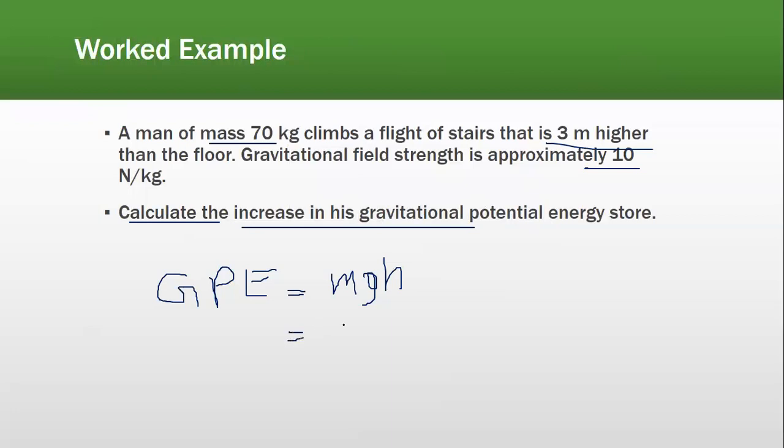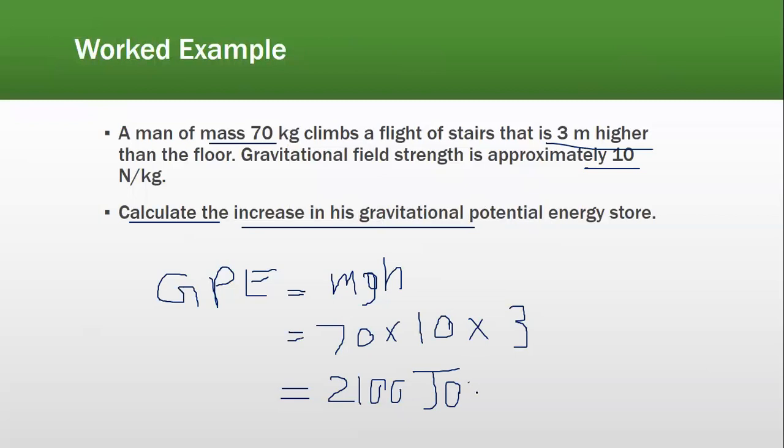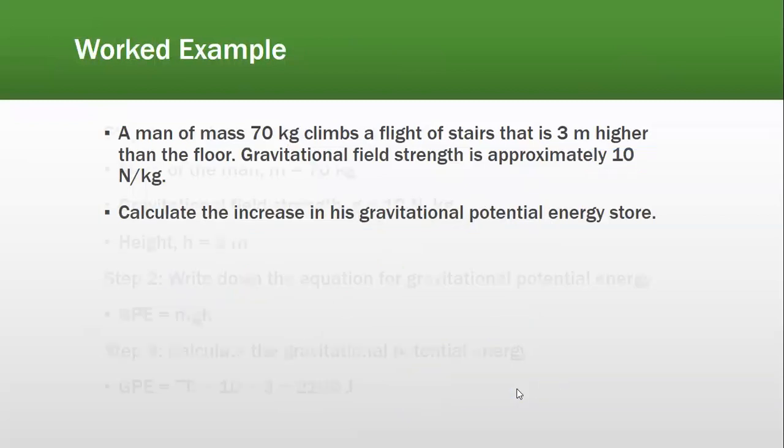mgh. Mass आपके पास है 70 into gravitational field strength क्या है 10 and what is the height? Height given to us in the question was 3. So 70 into 10 would be 700. 700 into 3 would give you 2100 and the unit of energy is joules. So your answer is 2100 joules.